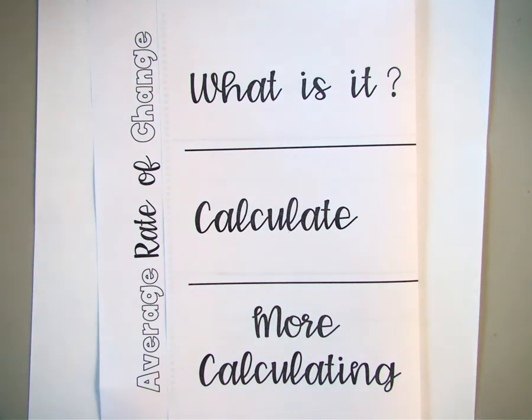All right, so today we're starting off Unit 3 talking about average rate of change. So we're going to talk about what it is, we're going to calculate it, and then we're going to do some more calculations with it, and we're going to do some talking about what it is.